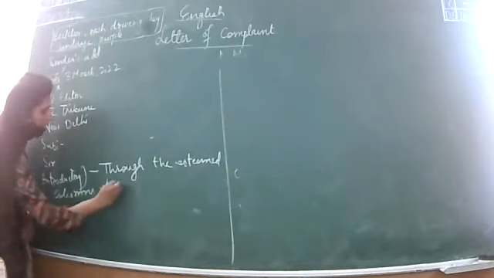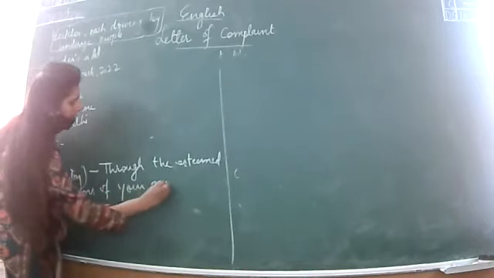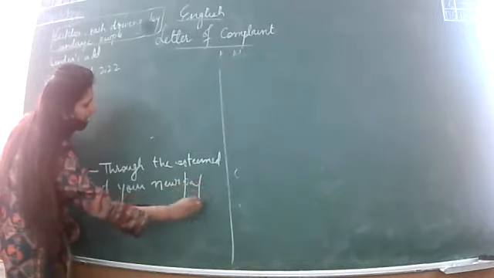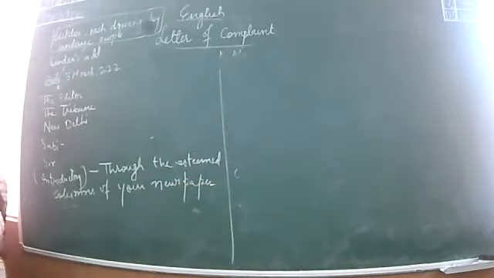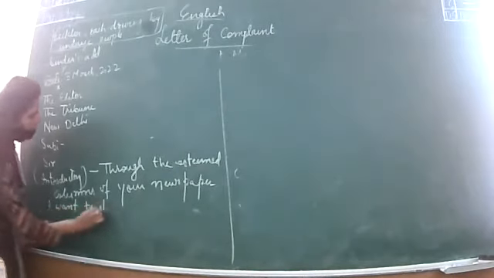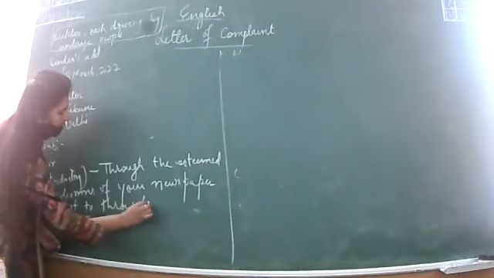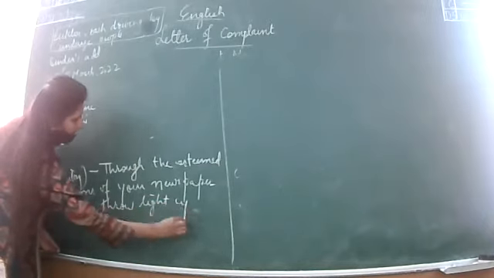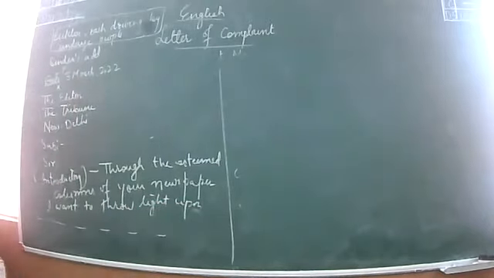I am a reader of your newspaper. I am an ardent reader. You can also write: I am a regular reader of your newspaper. I want to throw light upon the problem of reckless and rash driving by underage people.